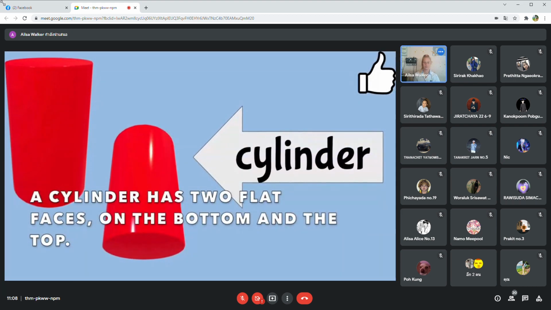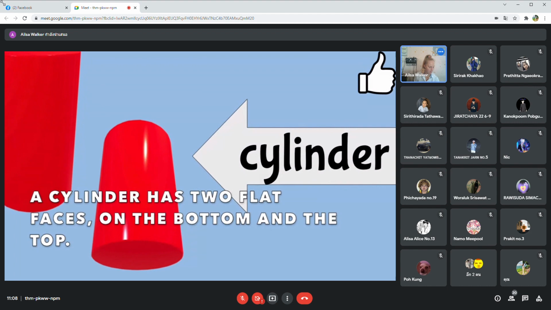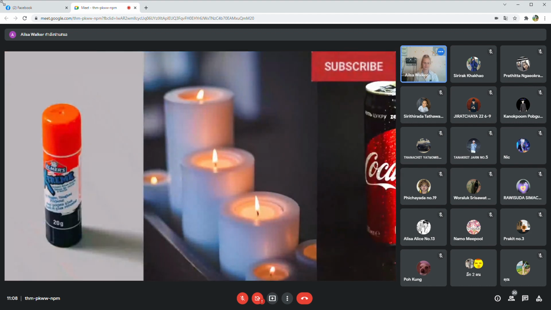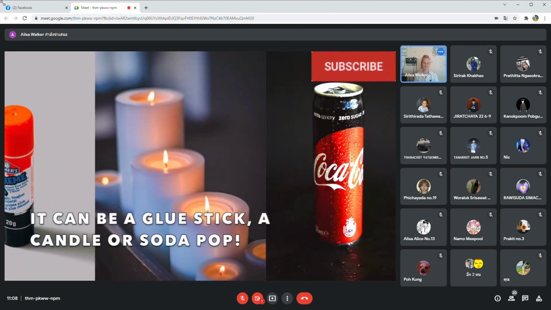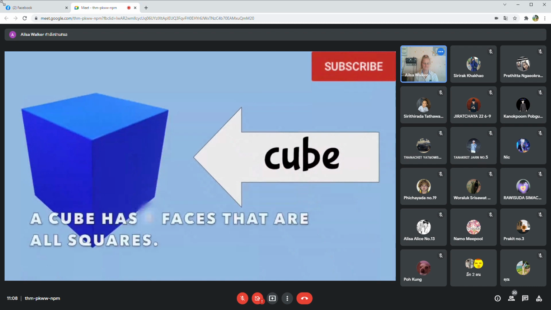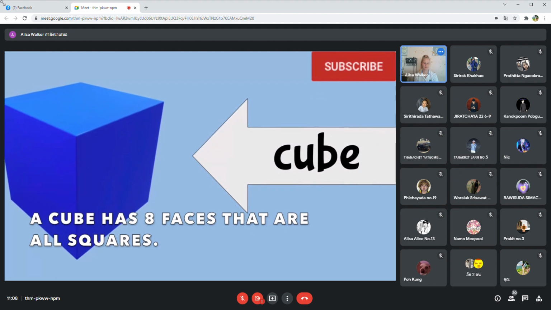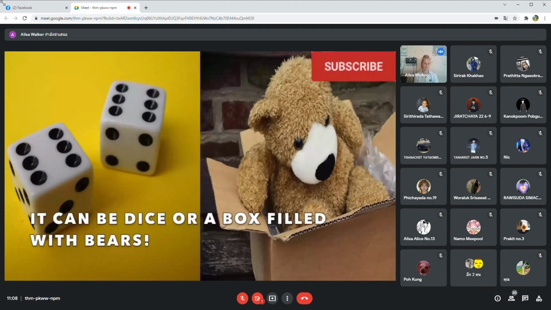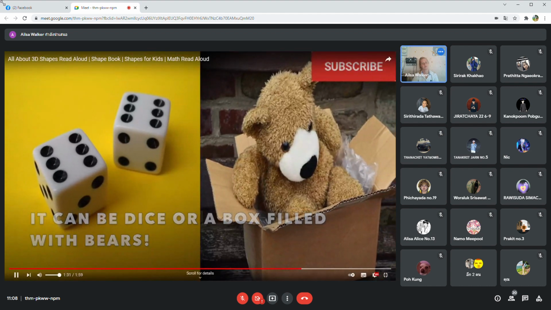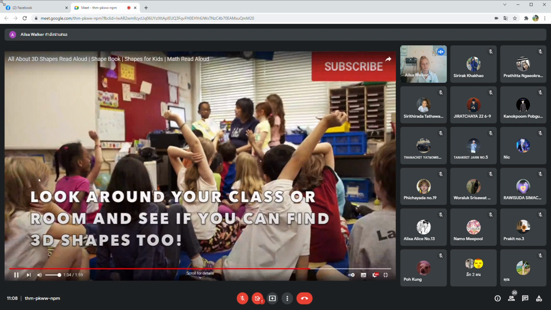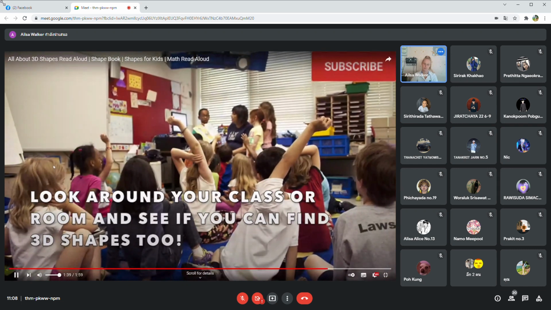A cylinder has two flat faces on the bottom and the top. It can be a glue stick, a candle, or soda pop. A cube has faces that are all squares. It can be a dice or a box filled with bears. Look around your class or room and see if you can find 3D shapes too.